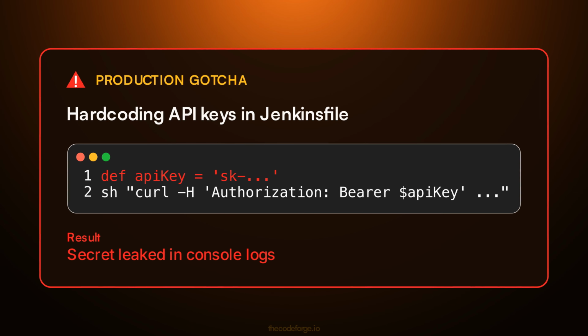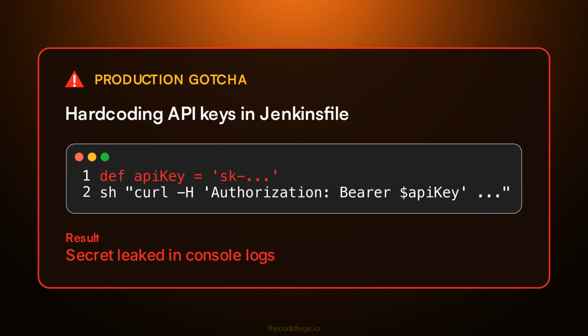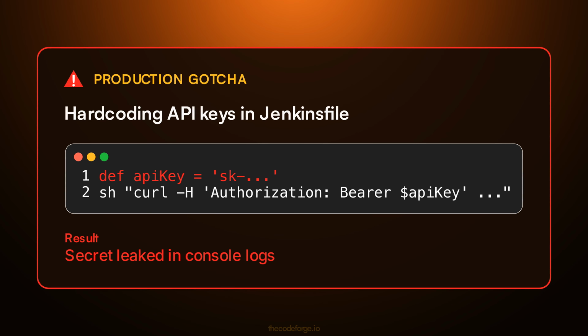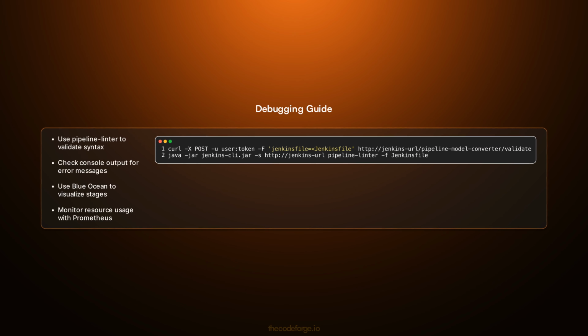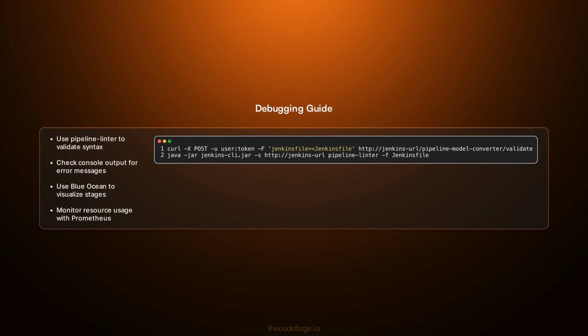Hardcoding secrets like API keys directly in the Jenkins file exposes them in console logs and SCM history. Always use the withCredentials step to inject secrets as environment variables, never as literal strings. To diagnose pipeline issues, start by validating your Jenkins file syntax with the pipeline linter. Check the console output for error messages and use Blue Ocean to get a visual overview of stages and logs. For resource issues, monitor agent metrics with Prometheus.